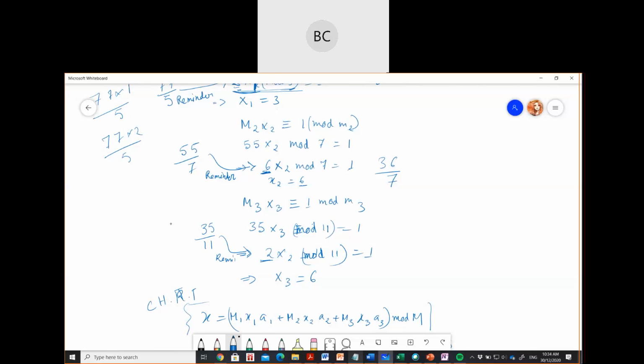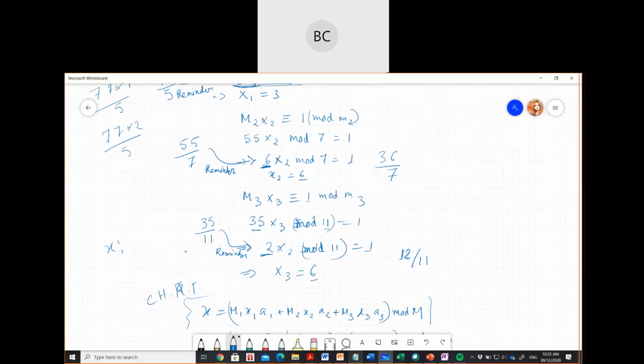Then again 6 into 2, 12 divided by 11, 1, and remainder is 1. So this is how you find out the value of x1, x2, x3, or you can say xi's. One method is the hit and trial method, or you can say brute force method, to find the value of x. Or you can just divide this number with this number, and whatever will be the remainder, that will be a bit smaller.